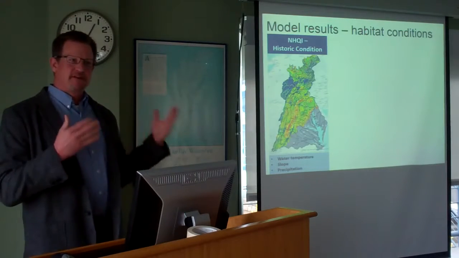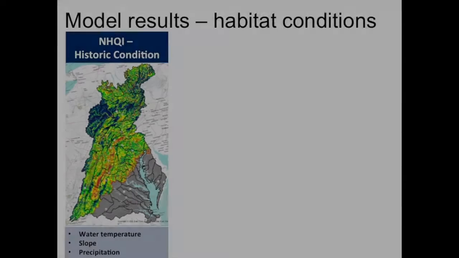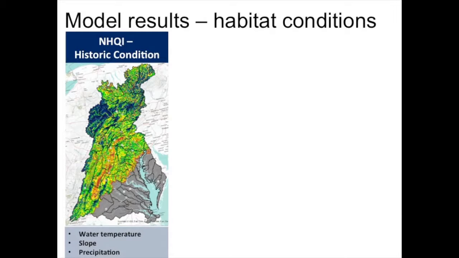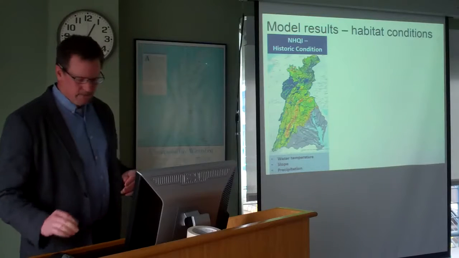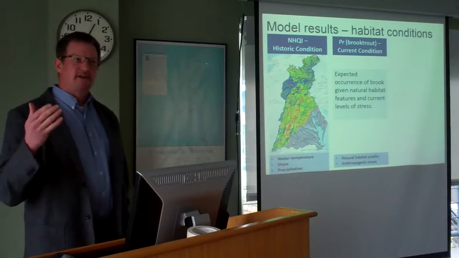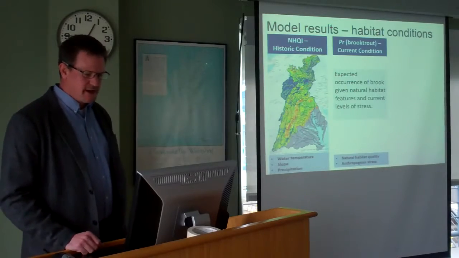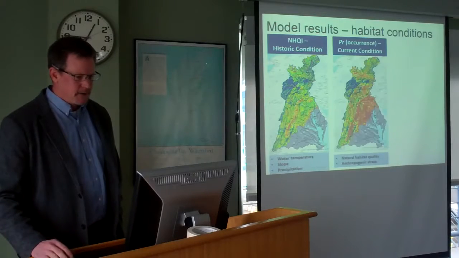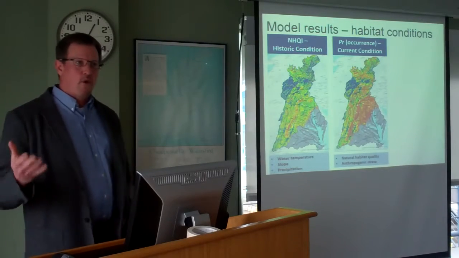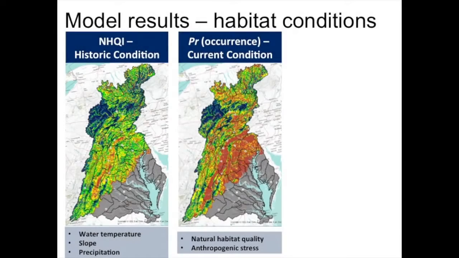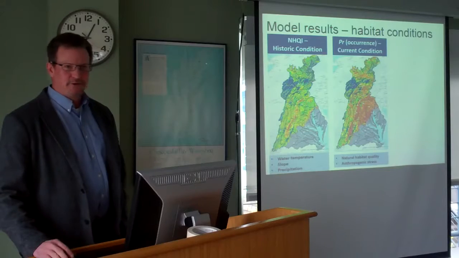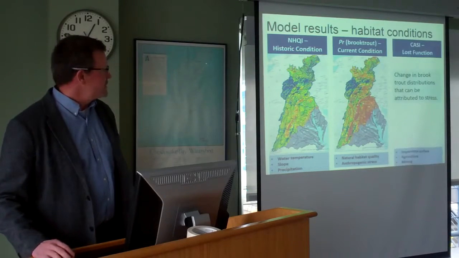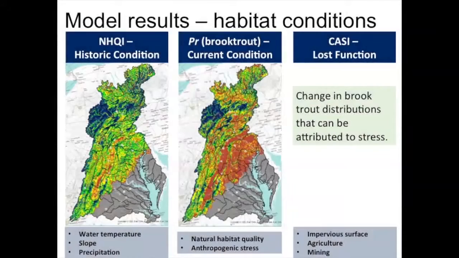And if we do that, we get this new map. So you can think of this as an historic distribution map, or at least the best that we could come up with given current data. So this current distribution map. And we can contrast that then with this current condition map, which I had shown earlier, and I'll show again, this expected occurrence of brook trout given natural habitat features and current levels of stress. And you can see the current map is warmer than the historic map, so that's a measure of where brook trout have been lost. If you subtract those two things together, if you simply do the math, you end up with an overall measure of stress. It's just the change in brook trout distributions that can be attributed to stress.